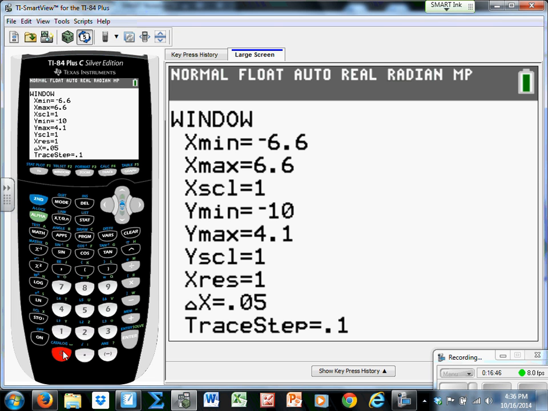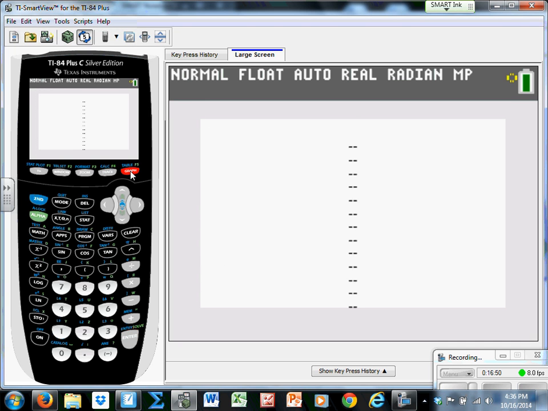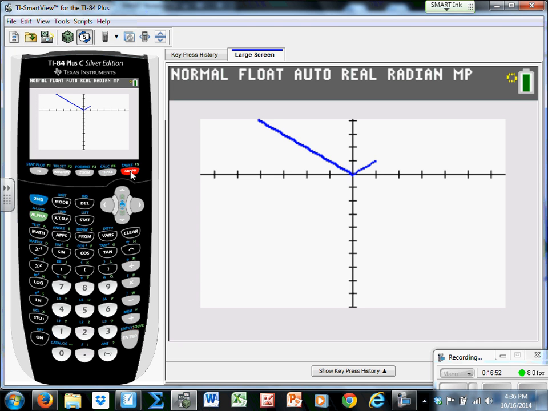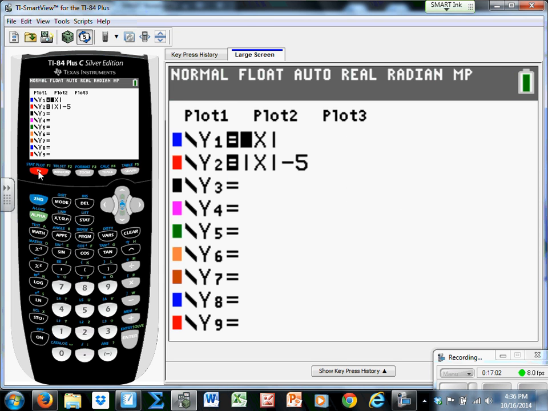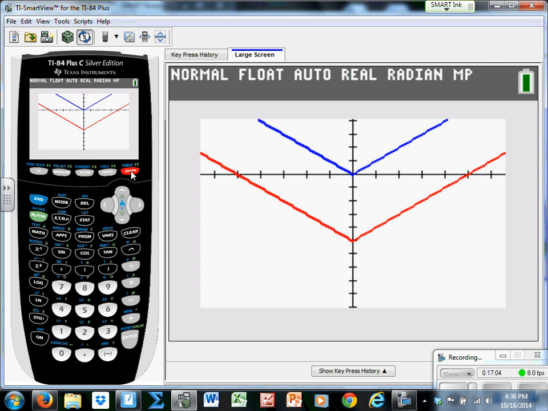I probably should have just done zoom, whatever that zoom is, zoom standard. Sorry. All right, so here it is. Now, it looks a little squished, but that's because the window is distorted because I changed the y's without changing the x's. Does that make sense? Remember what the equation was. Absolute value of x minus 5.